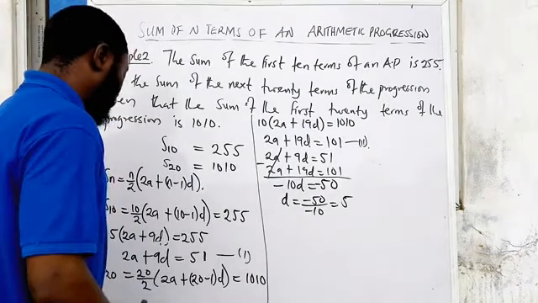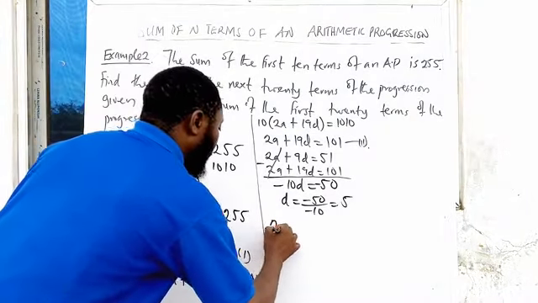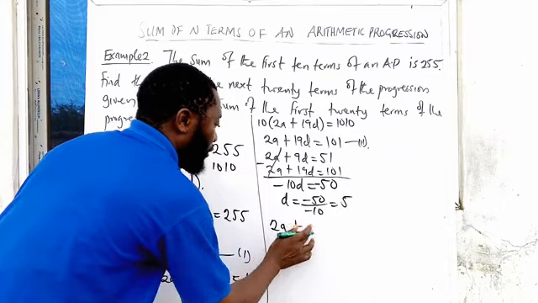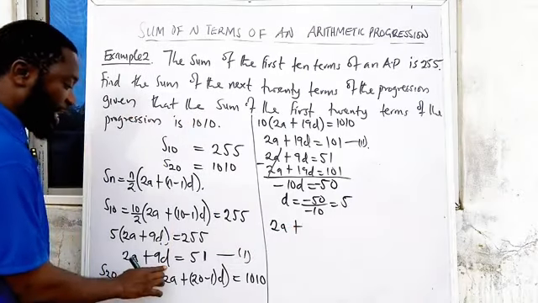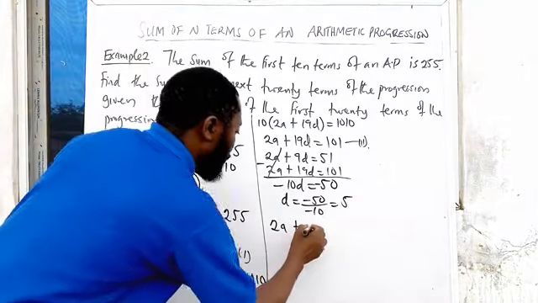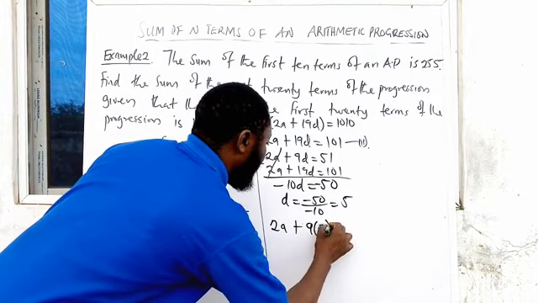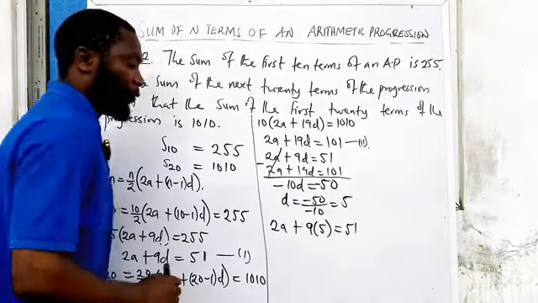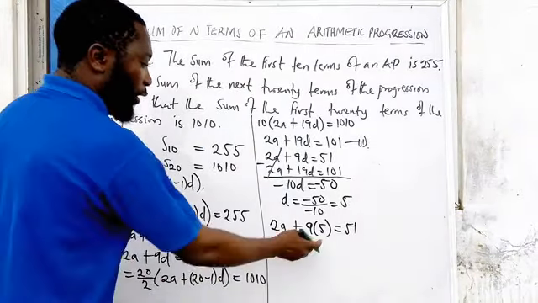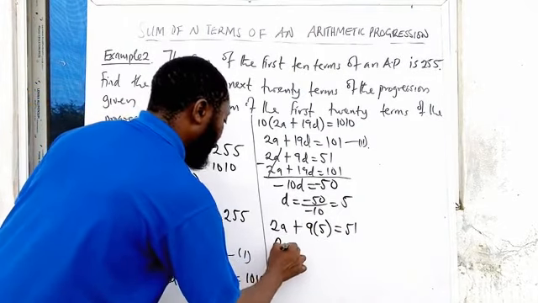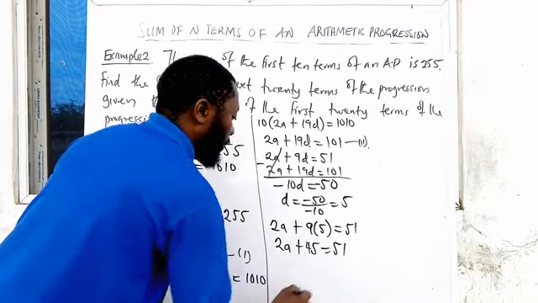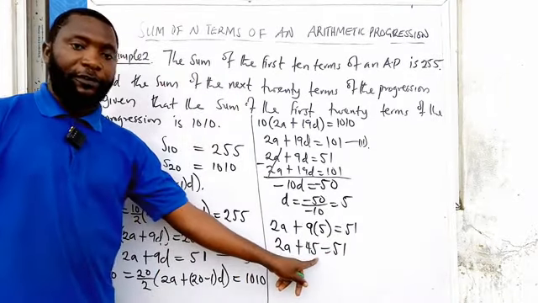So we are using equation 1. We have 2a plus 9d, but our d is 5. So that is 9 multiplied by 5 equals 51. From here again, let's multiply. We have 2a plus 45 equals 51. 9 times 5 is 45.